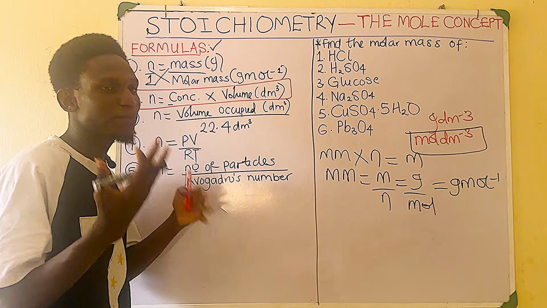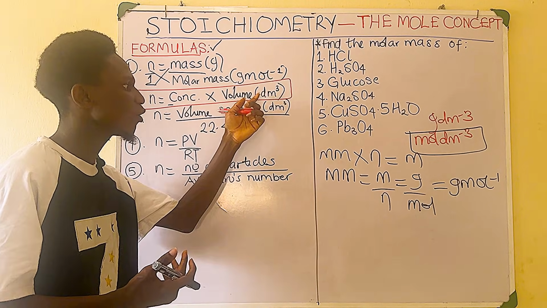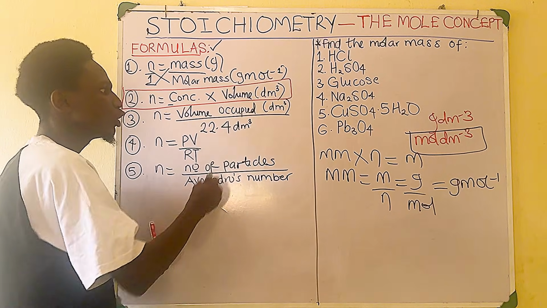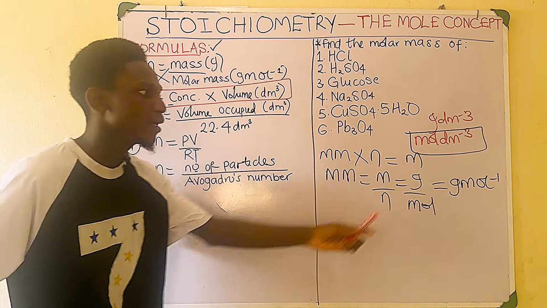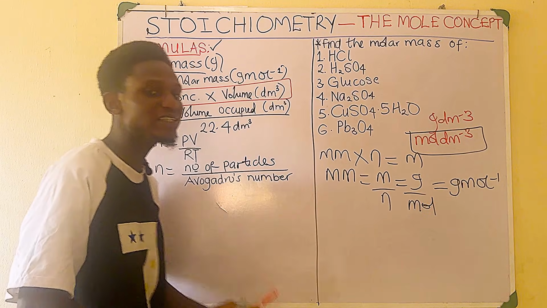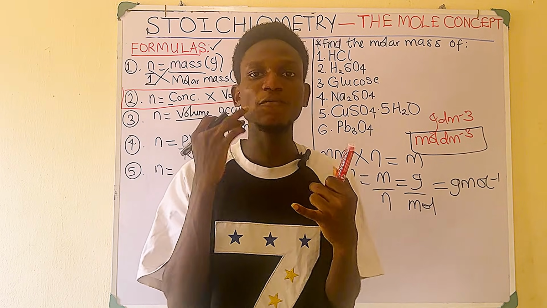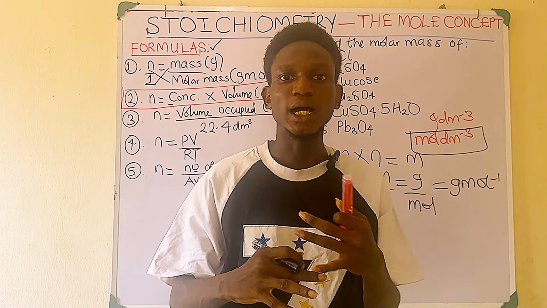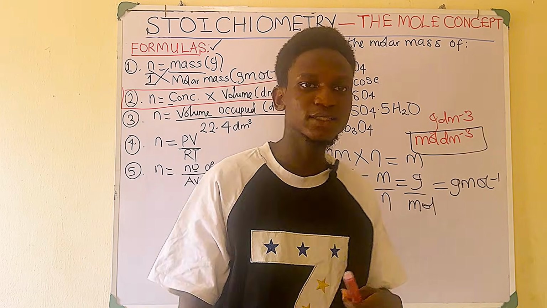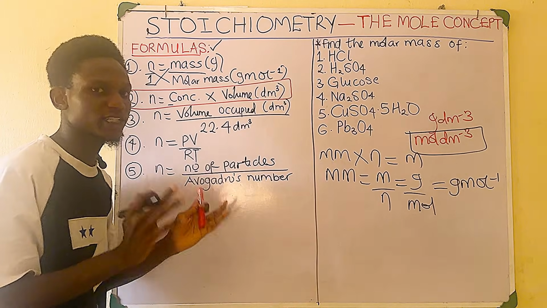Now, as a smart student, how do you convert cm cube to dm cube? Because your formula must be in dm cube. Why? We have mole per dm cube and everything must correspond. Let me teach you a secret in science. It's going to be helpful for your physics and your chemistry, and I think to an extent mathematics. Your units must correspond.